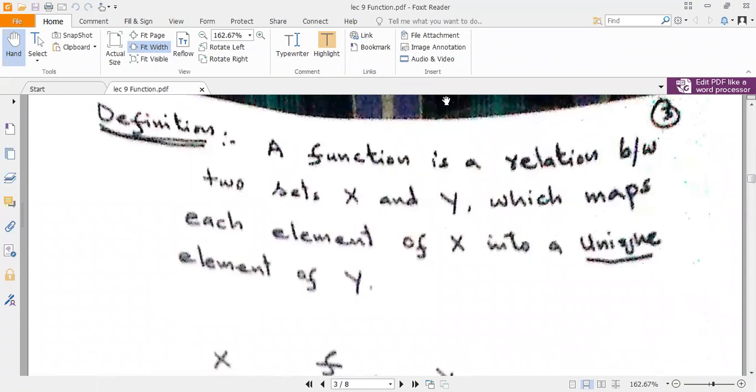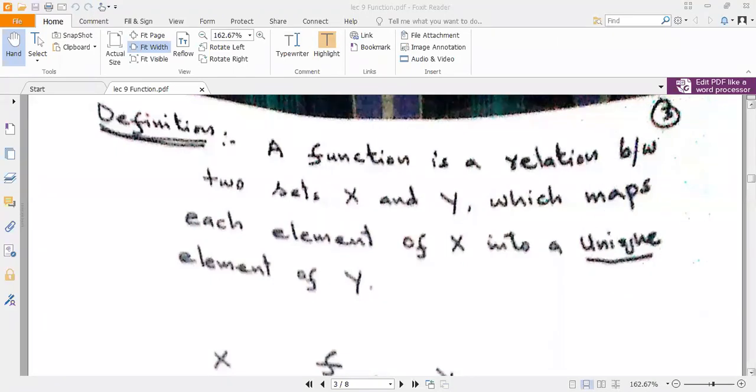What is a function? A function is a relation between two sets X and Y. X and Y both are non-empty sets, means there must be at least one element. A function is a relation between two sets X and Y which maps each element of X into a unique element of Y. In a set, two things are important. Every element of X must be mapped, and every element of X maps into a unique element of Y.